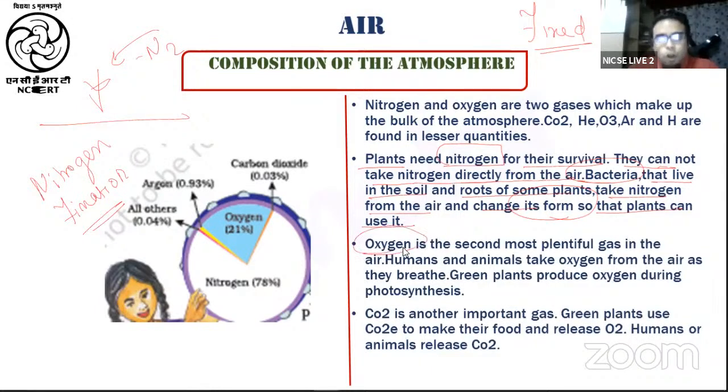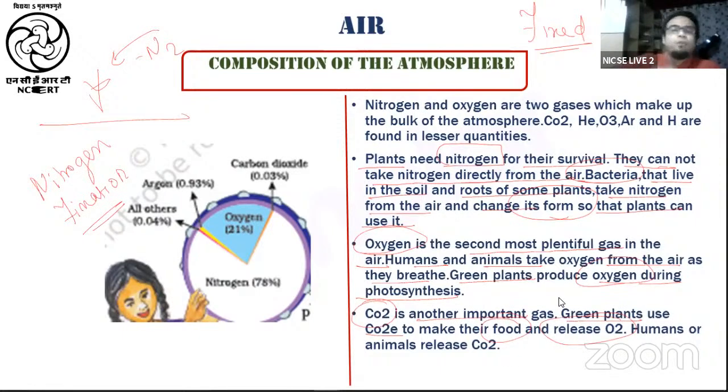Then let us talk about oxygen. Oxygen is considered to be the second most plentiful gas in the air. Humans and animals take up the oxygen from the air as they breathe, and the green plants produce the oxygen during photosynthesis, right? Then we have carbon dioxide, which is another important gas, and green plants use the carbon dioxide to make their food and release oxygen, right?